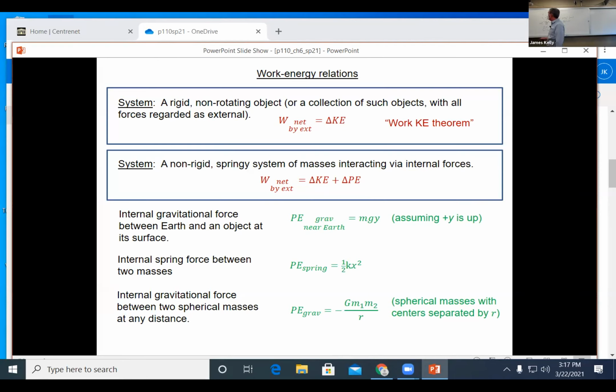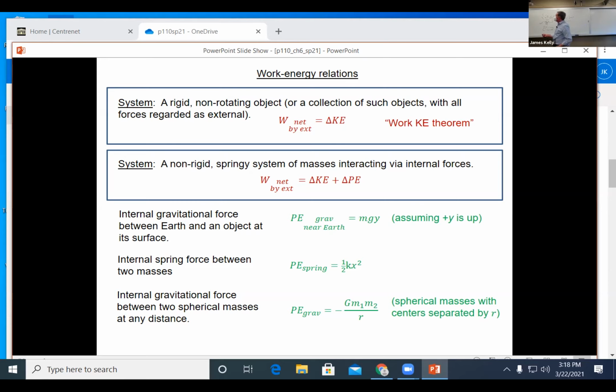So where we were before Friday was we had the work kinetic energy theorem, which only applies to a rigid non-rotating object. Then we allowed for a much more general kind of system, a system where we might have multiple parts to the object connected by springy forces. Sometimes the springs are invisible, like if I say my system is this eraser plus Earth, and there's an invisible spring that I'm stretching and it's contracting now when it pulls it back down, right? Springy forces like that.